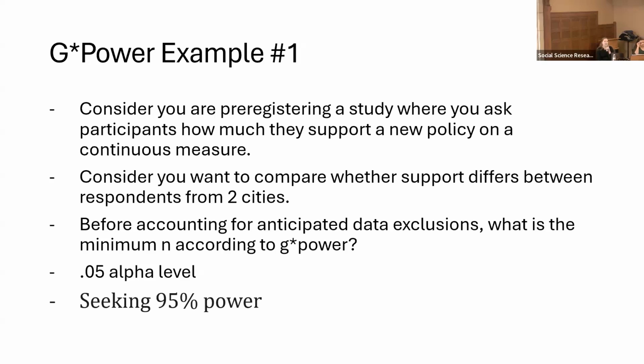So before accounting for these additional considerations that we talked about, like data exclusions, things like that, what is the minimum N according to G-Power that we would need for a 0.05 alpha level in order to seek 0.95 power?